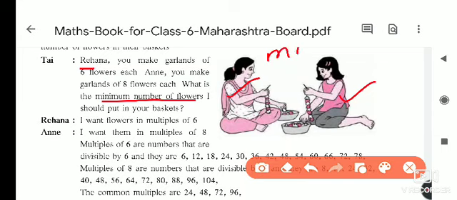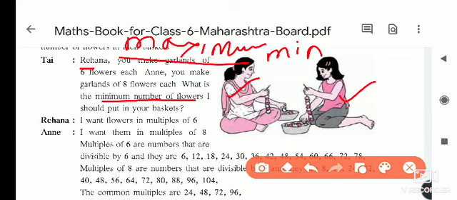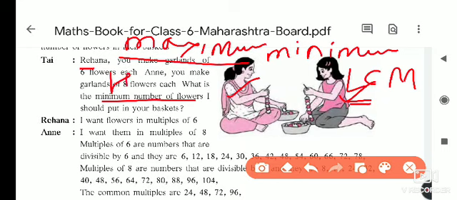In HCF, the word "maximum" is there, and then we find the HCF. If the word "minimum" comes in the question, we have to find the LCM, because L is for lowest and H is for highest. In HCF, H is for highest and L is for lowest. So if the word minimum or least comes in the question, we have to find the LCM of those numbers.